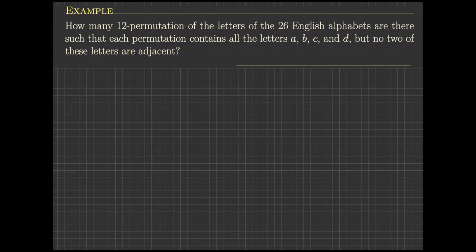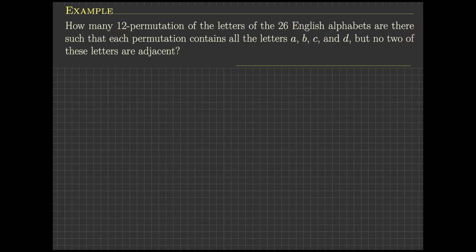Okay, any ideas? Before solving this as a little bit harder problem, let us try to review things. So you should be able to answer this question rather immediately. How many 12 permutations of the letters of the 26 English alphabet are there, finished? So what's the answer? This you should in principle be able to answer quickly. 12 permutation.